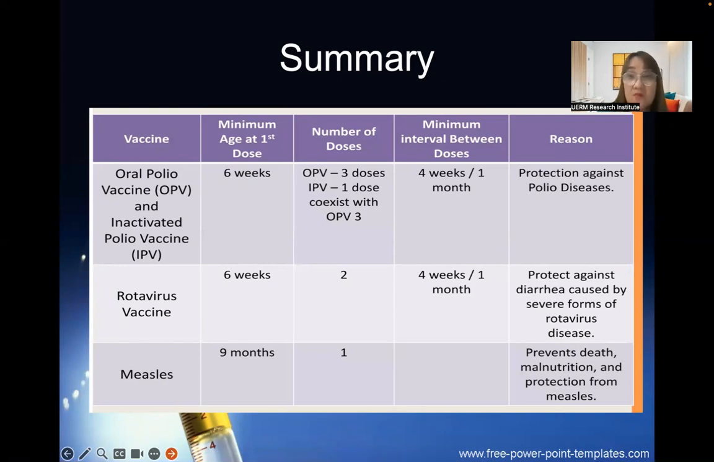So rotavirus vaccine is given at 6 weeks of age. There are 2 doses given with a minimum interval of 4 weeks or 1 month between doses. It protects against diarrhea caused by severe forms of rotavirus diseases. Measles is given at 9 months, just 1 dose, and prevents death, malnutrition, and protection from measles.